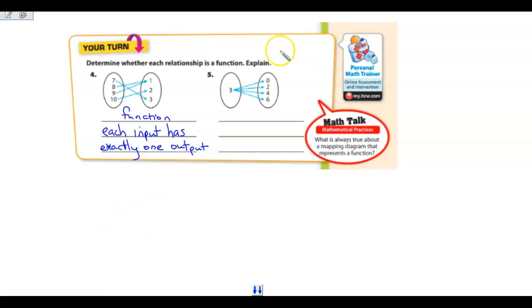Okay? If I take a look at this one, I see multiple lines coming off of my input. So is this a function or not? If you said not a function, you are correct. The reason is it has more than one output per input.